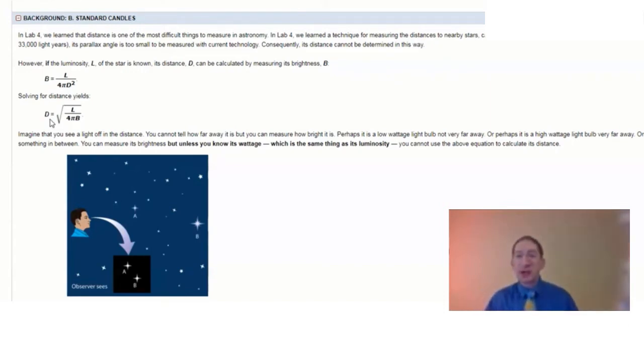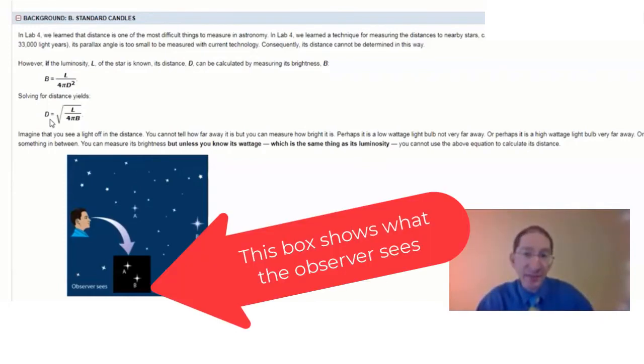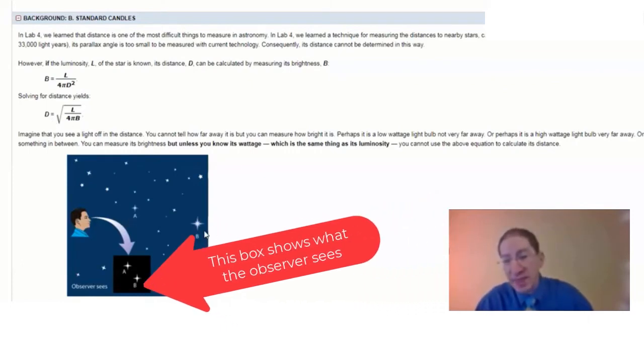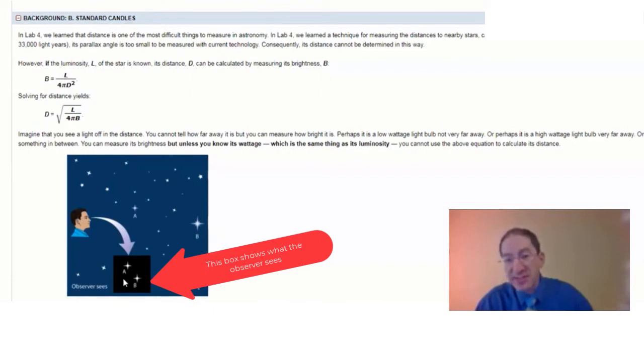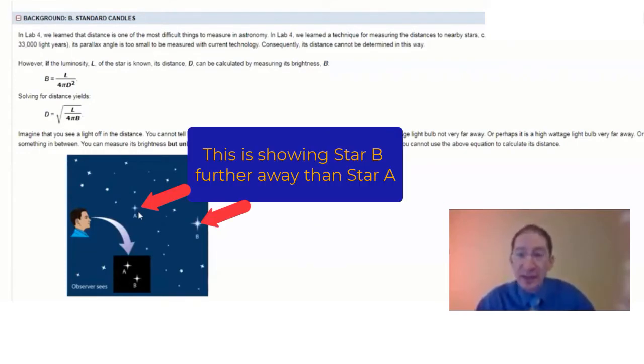However, for most objects, we don't know their luminosity. You can't see luminosity. You can see brightness, but you can't see luminosity. For example, this observer sees stars A and B as having the same brightness, but that does not mean they have the same luminosity. In this case, star A is lower luminosity and closer in, and star B is higher luminosity and farther away.